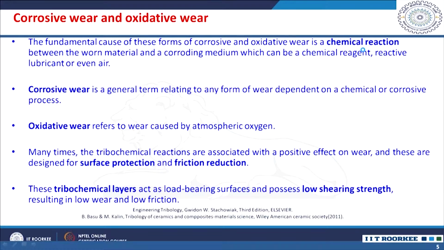Corrosive wear is generally a term relating to any form of wear depending on a chemical or corrosive process. So, you must have a chemical or corrosive process that leads to corrosive wear, whereas oxidative wear refers to wear caused by atmospheric oxygen, right. So, if the wear happens in atmospheric ambient conditions, we call it oxidative wear. If it happens in chemical or corrosive conditions, we call it corrosive wear.